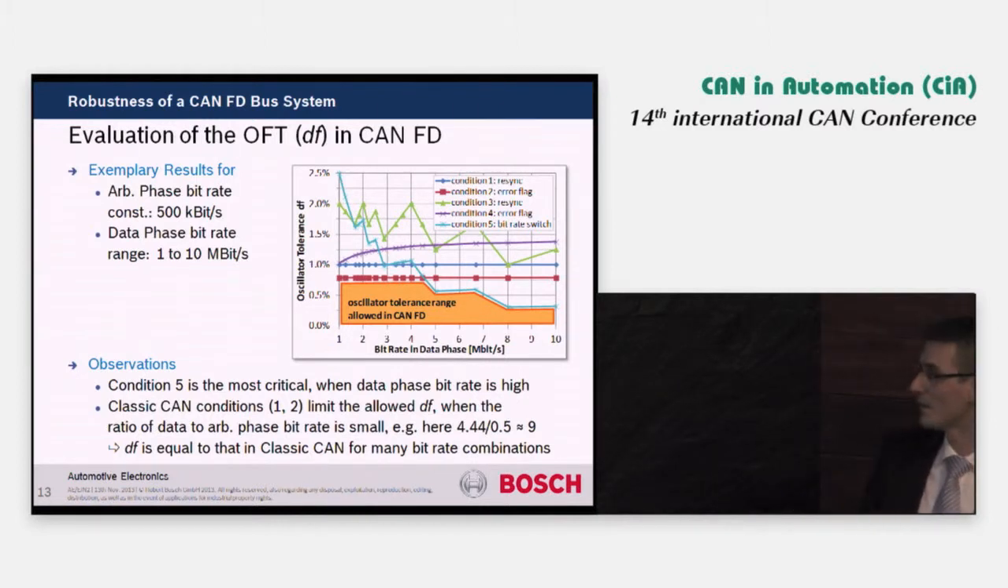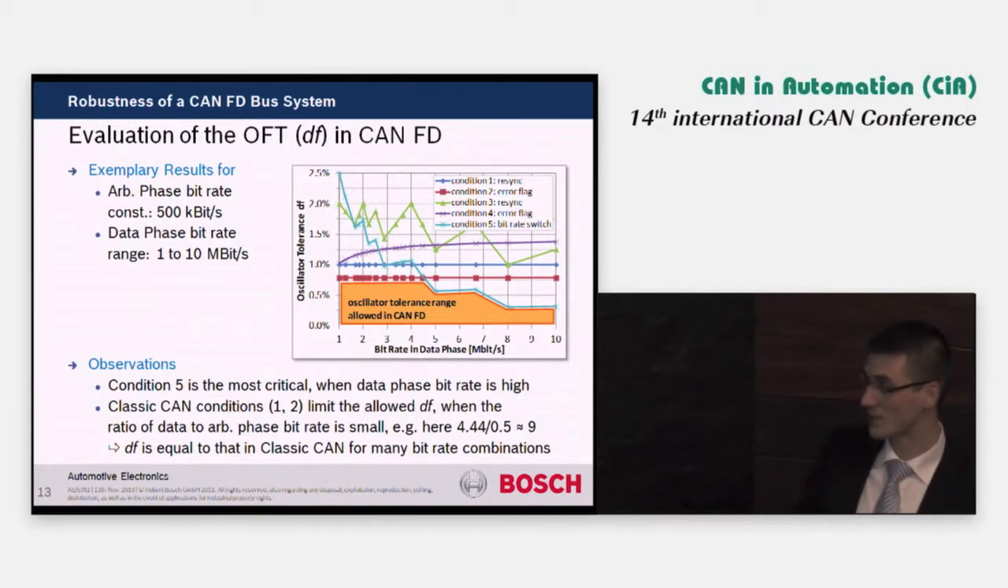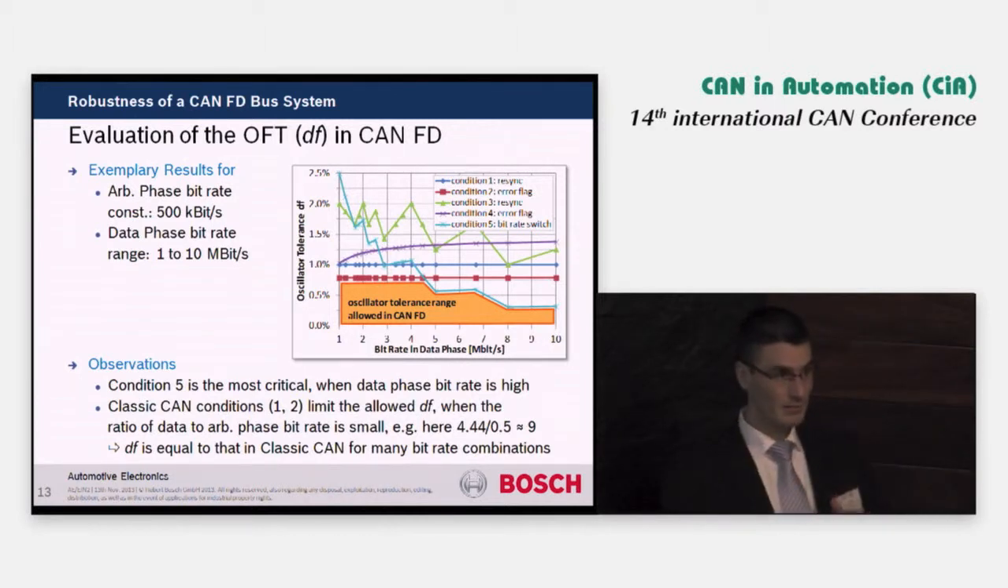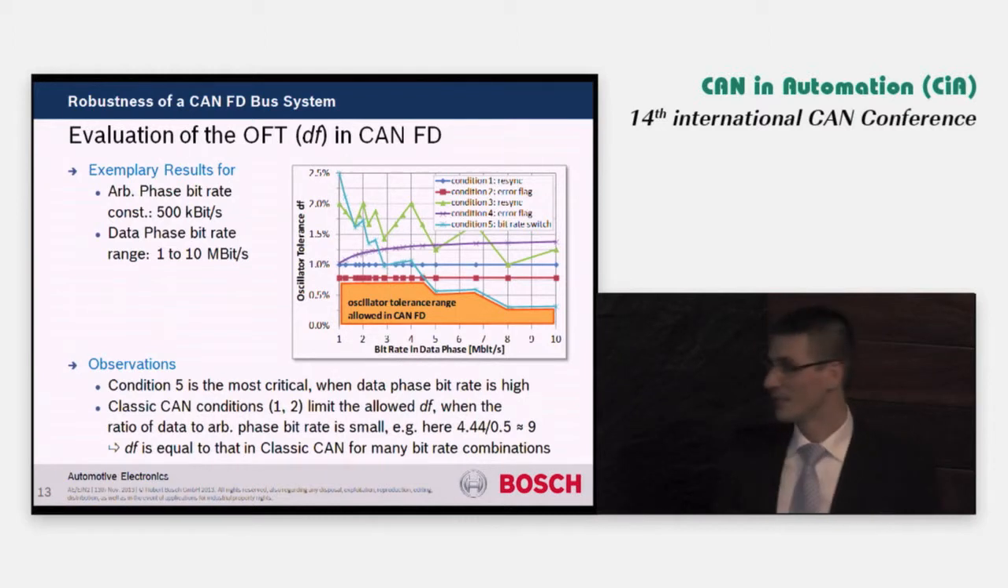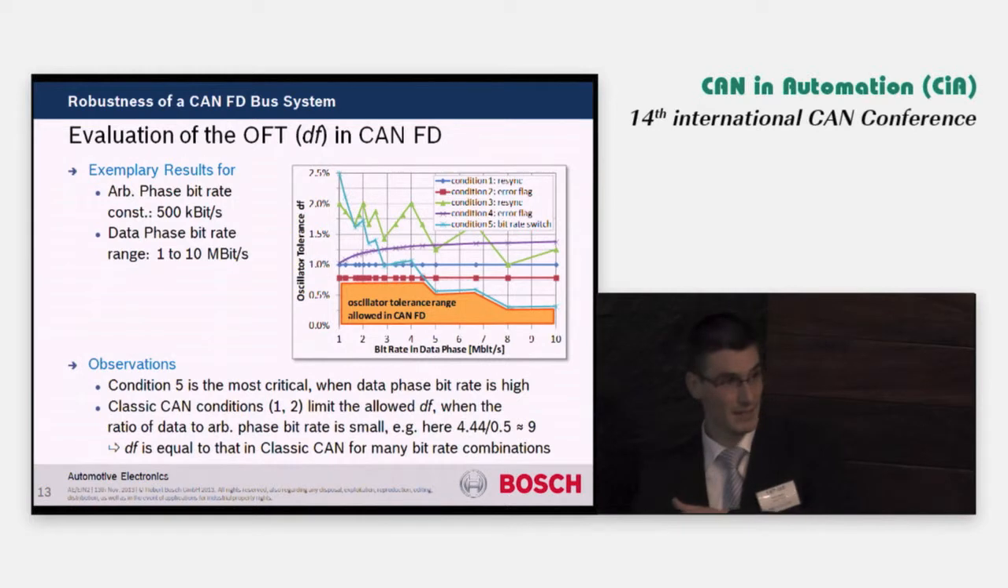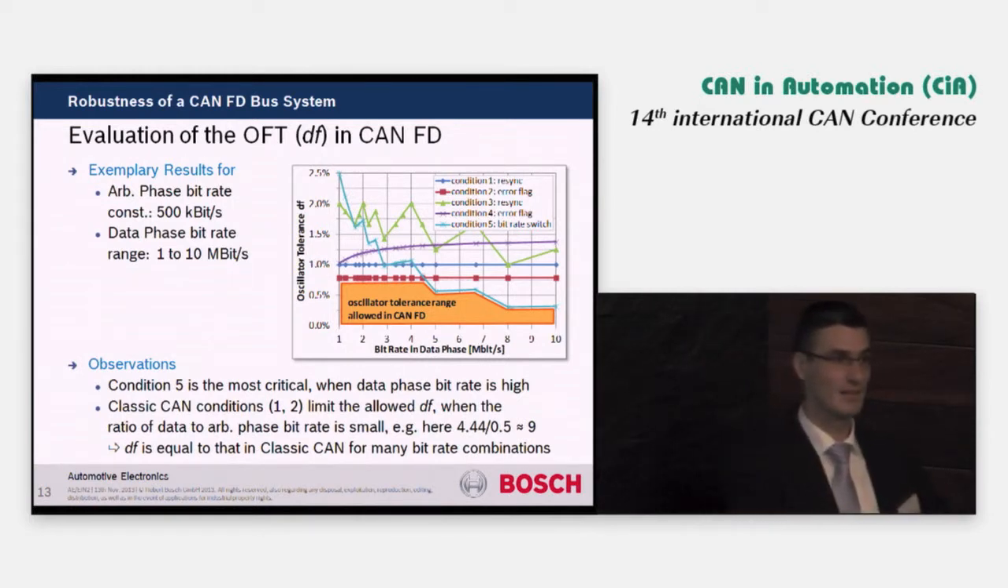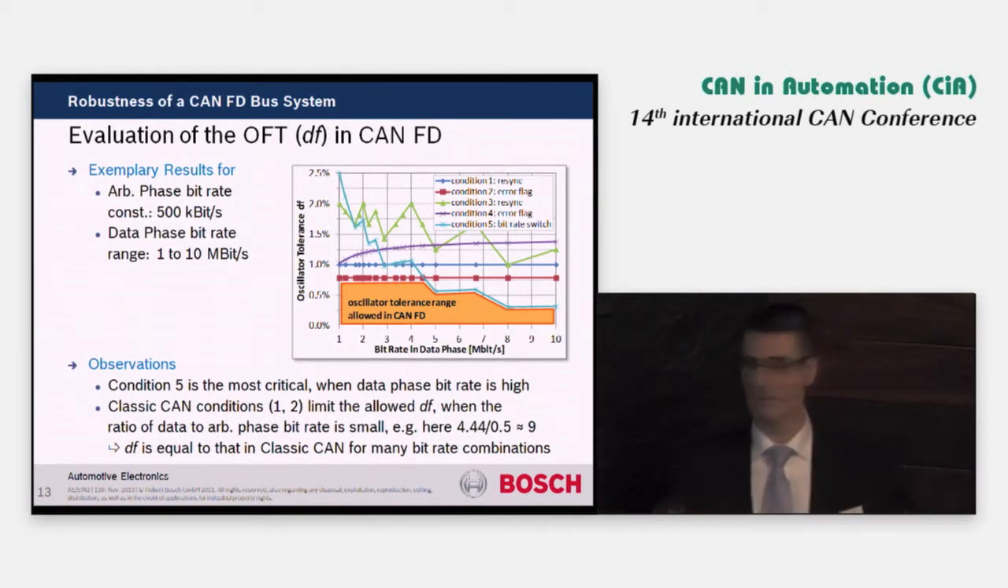In this example, this ratio is 9. So at this point, we have 4.4 megabits in the data phase and 0.5 in the arbitration phase. So the ratio is 9. And up to this point, the old rules are limiting. And just here, the new rules start limiting. So what is the consequence? If the ratio is small, then the oscillator tolerance of KNFT is equal to that of classical CAN. So it's not worse. We stay the same.